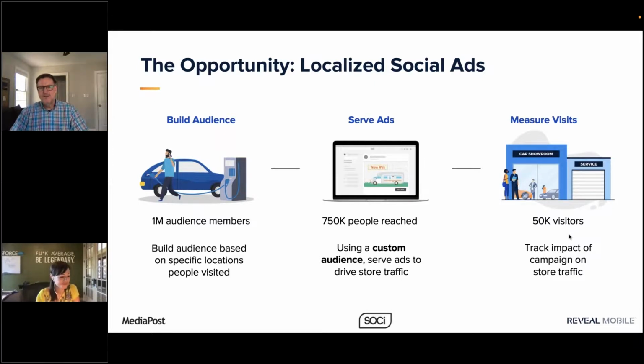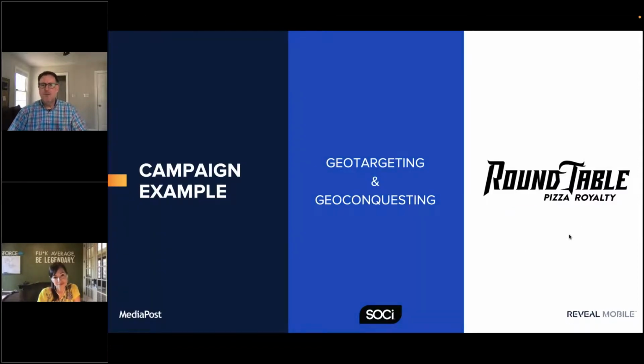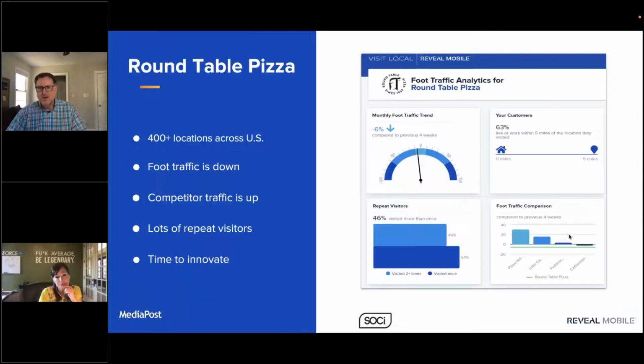That's important. The last thing I wanted to walk through is just a concrete campaign example featuring a regional pizza chain out west called Roundtable. And this is a hypothetical campaign. We didn't run this. We're just using their brand because, everyone loves pizza, right? And hypothetically, let's say Roundtable wants to go geo-target and geo-conquest to grow their customer base, right? People are back out in restaurants. Spring is coming. We'll have a nice family dinner.